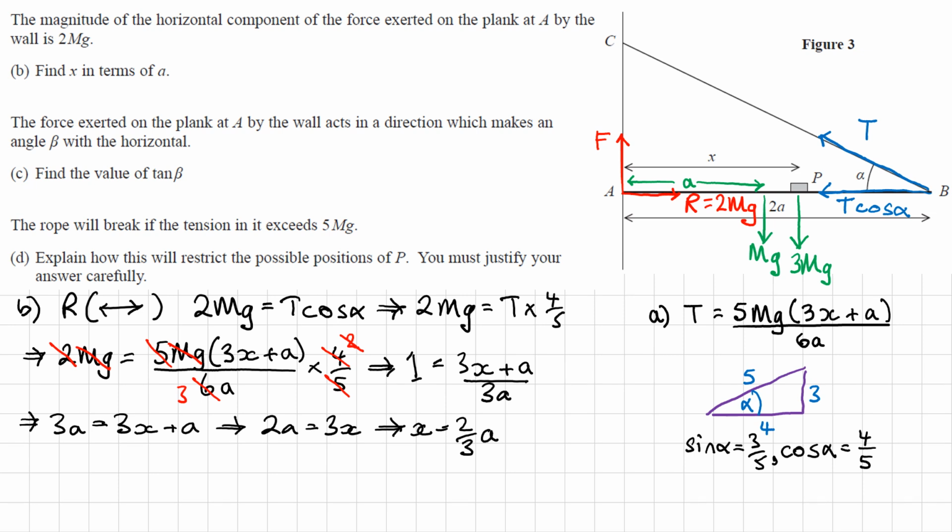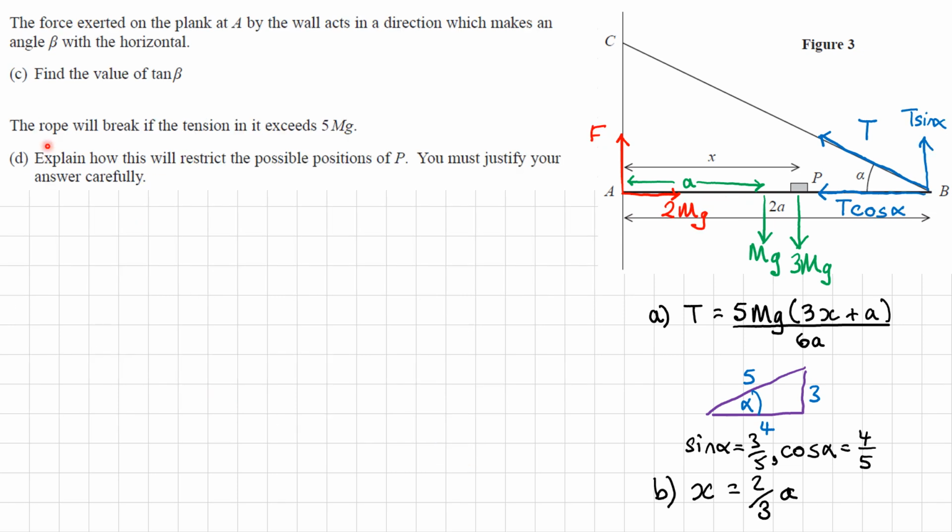So let's highlight that, and we'll probably write it down at the side as well, because this will probably be useful for the next part of the question. The force exerted on the plank at A by the wall acts in a direction which makes an angle beta with the horizontal. Part C, find the value of tan beta. So let's draw a diagram to see what it looks like. So we're talking about the angle that the combined lot of these two forces make. So let me draw a diagram of that.